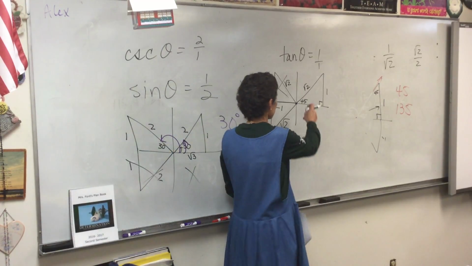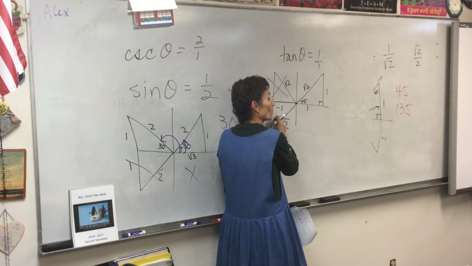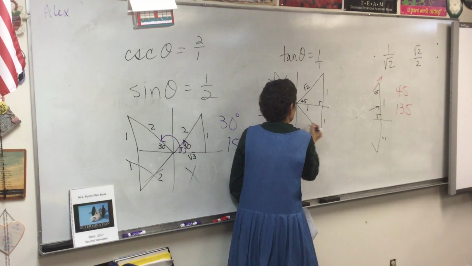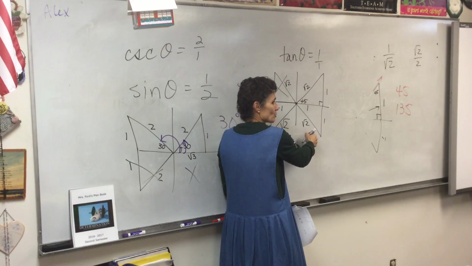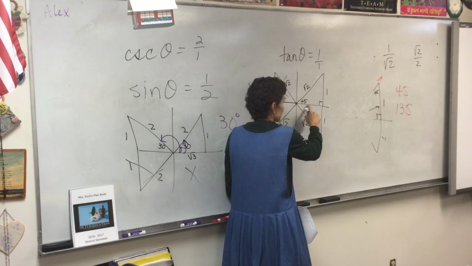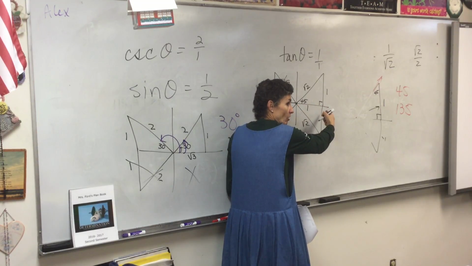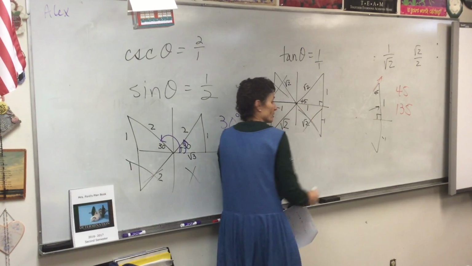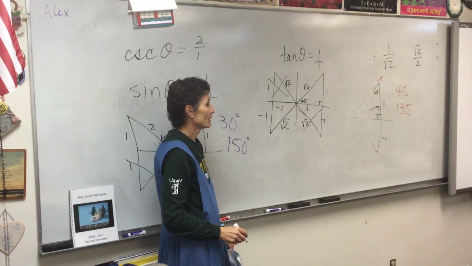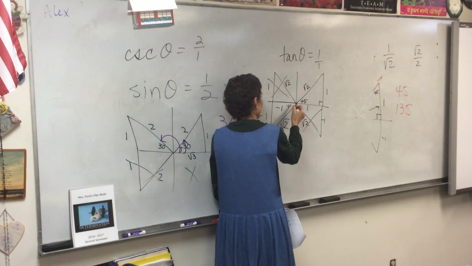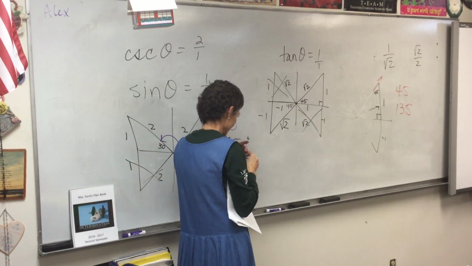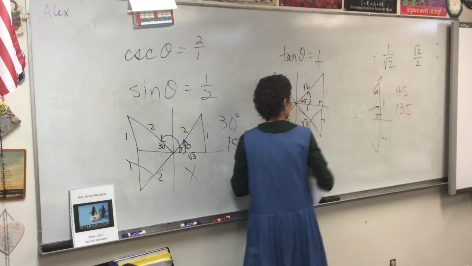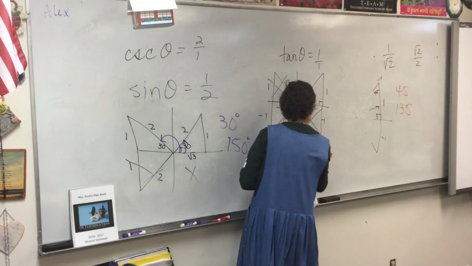Now, we found our 2, so we're done. But I'm going to go ahead and show you this one, why this one won't work. What's wrong with this one? It has a positive, but it also has a negative. So that's not going to work. Now, your angles are 45. So what are the answers? That angle right there is 45.